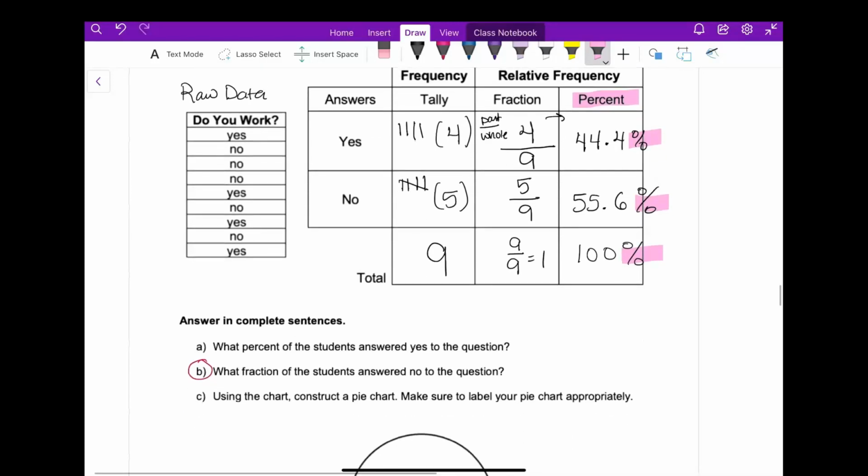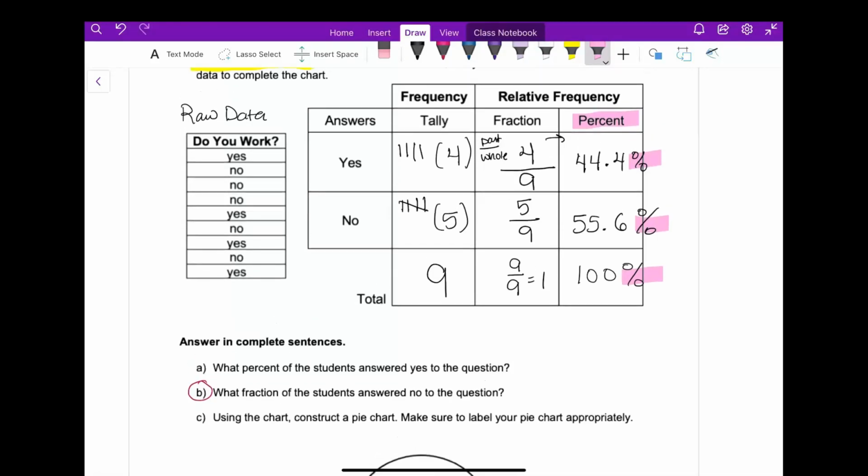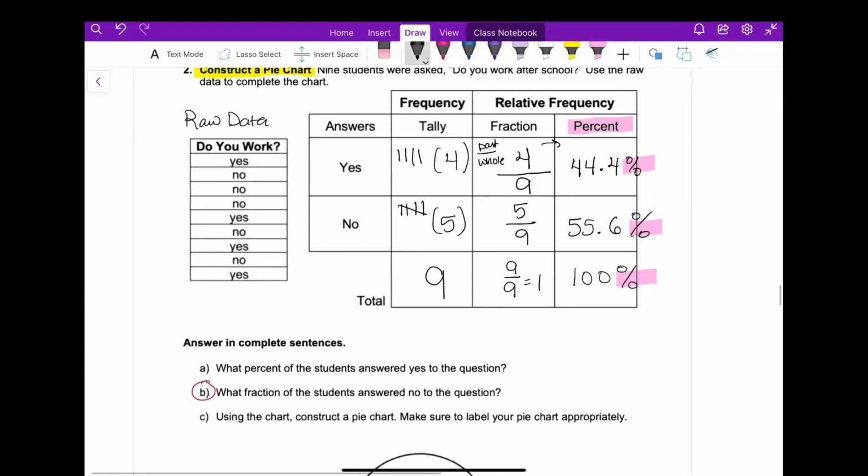There's 3 questions for this before we get to the pie chart part. So I'm going to help you with 2, and you're going to try B on your own. It says, what percent of the students answered yes to the question? Oh, look at this table. It's so beautifully done that you already know the answer. So it says the percentage of students that answered yes was 44.4% of the students answered yes.